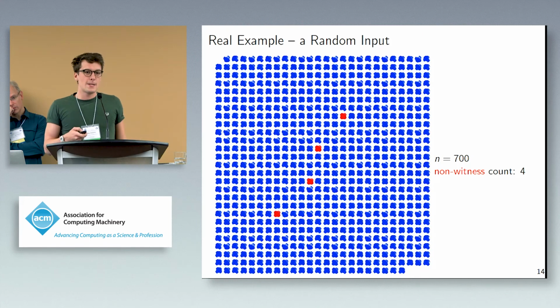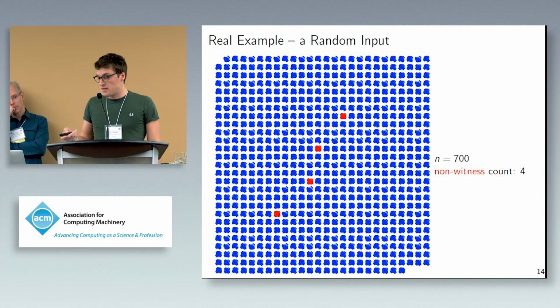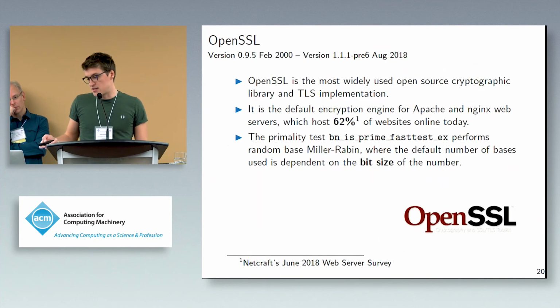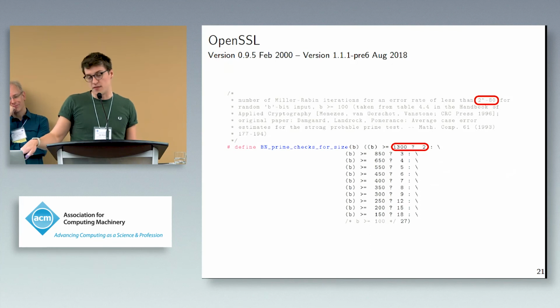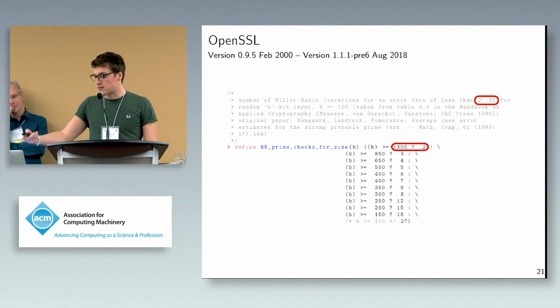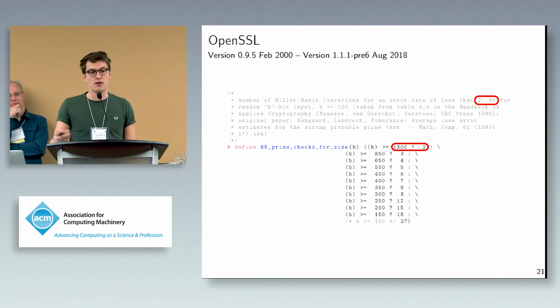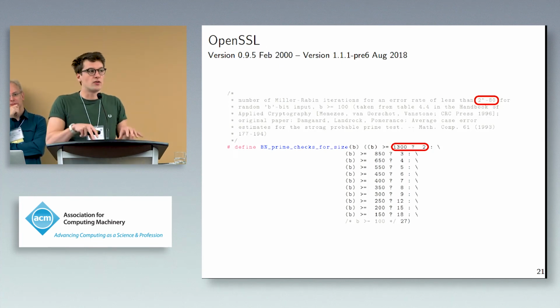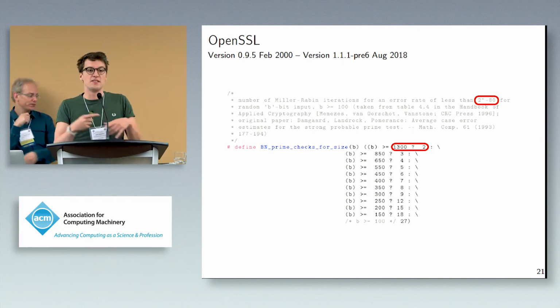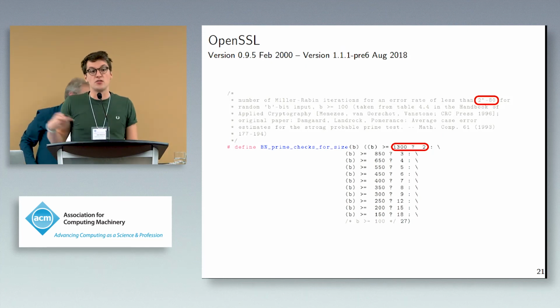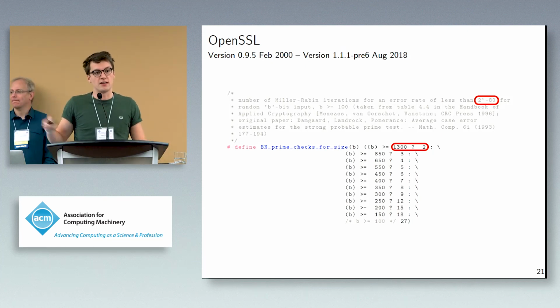Do you know if the number that they picked there was informed by any particular source? Yeah, exactly. So they give their reference as the Handbook of Applied Cryptography. They even put it in this little blurb here, right? It's based on this paper by Damgard et al. So they do a rigorous analysis: for numbers of this size in bits, this is how many rounds of testing you need to do. And they use these formulas that I showed at the end to calculate that, essentially.